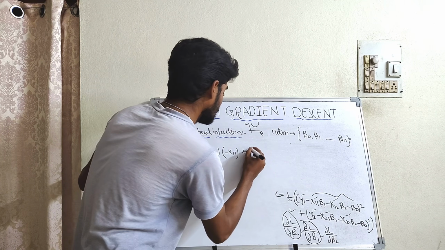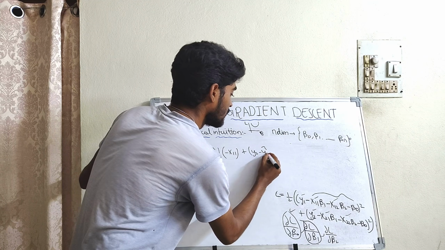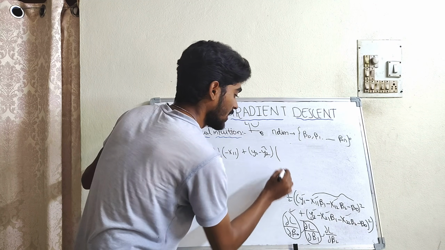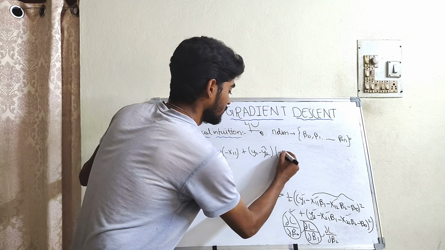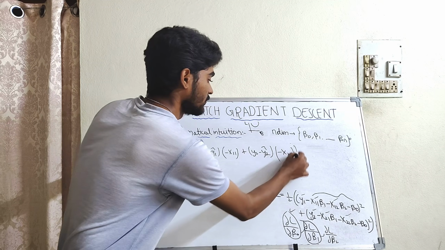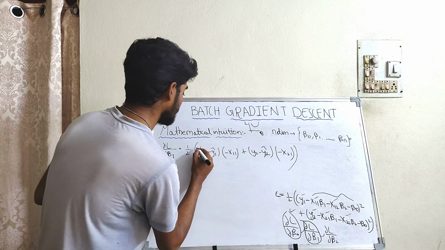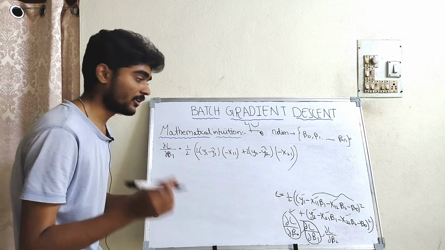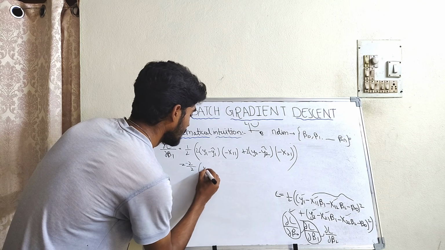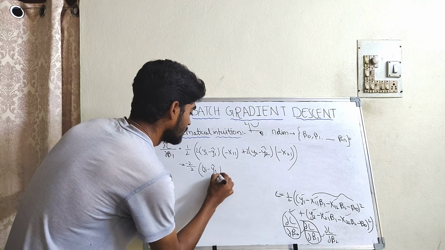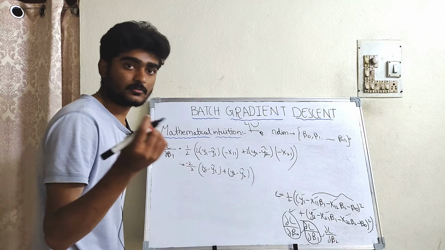Now the next term will be y2 minus y2 hat, and what is the corresponding term with respect to beta 1? x21, right? It will be minus x21. This is for the two-dimensional data. I have missed this 2 over here. Now let us take common: minus 2 by 2, y1 minus y1 hat plus y2 minus y2 hat, right?